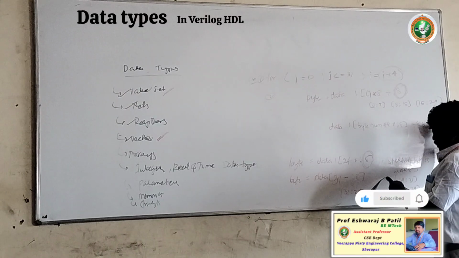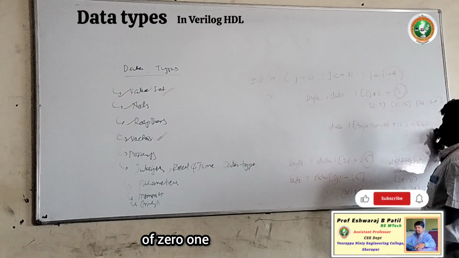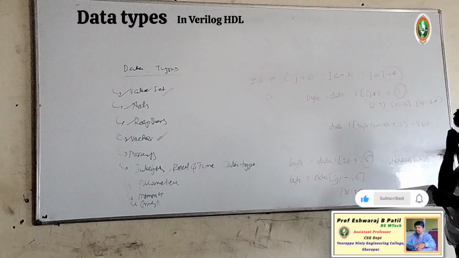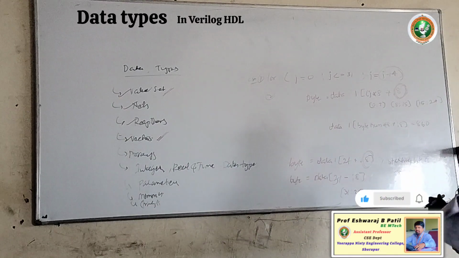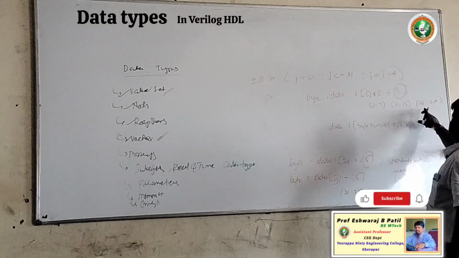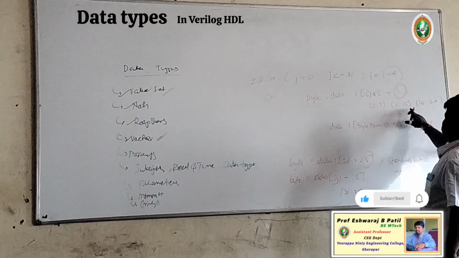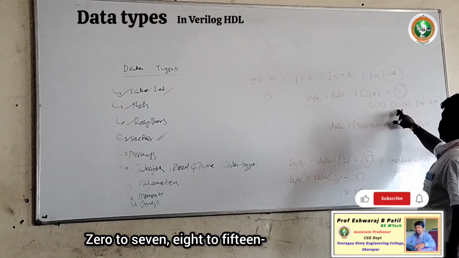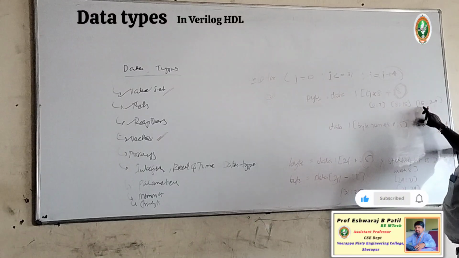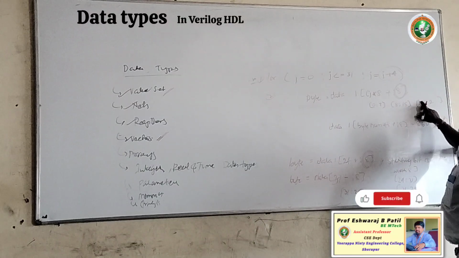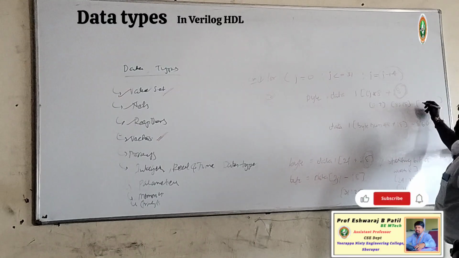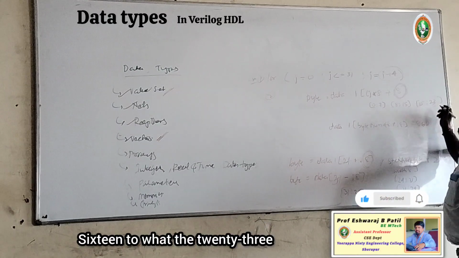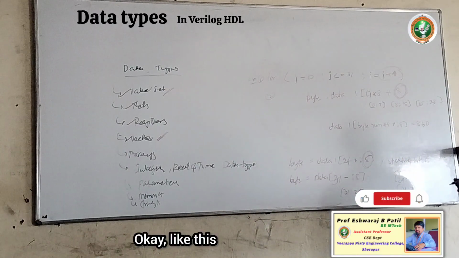8 bits of 0 1. 0 to 7, 8 to 15, 16 to 23. Okay, done. Sorry. Okay, like this.